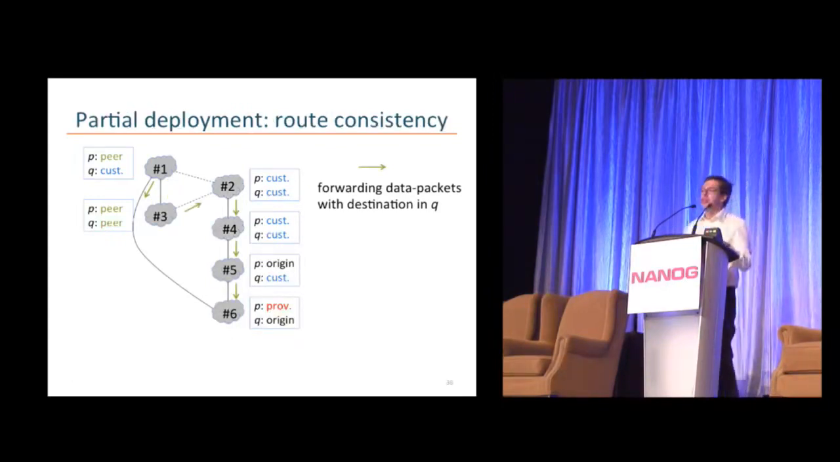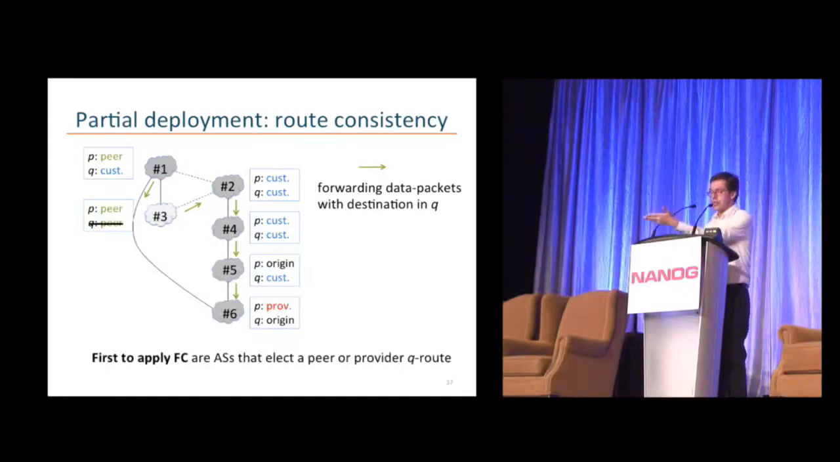Moreover, it's possible to choose an ordering for the nodes to filter that is route consistent at all times. This is almost like substituting the wings of a plane while in flight. So the rule is, those that elect a peer or a provider route should be the ones to filter first, in whatever order. So here, the one that elects a peer route is AS3, should be the one to filter first. It filters, but the flow of packets is the same.